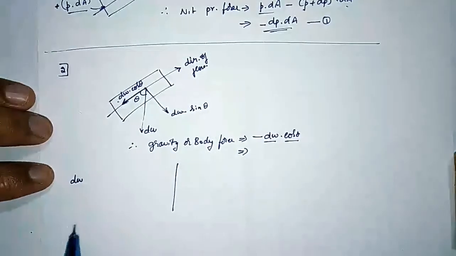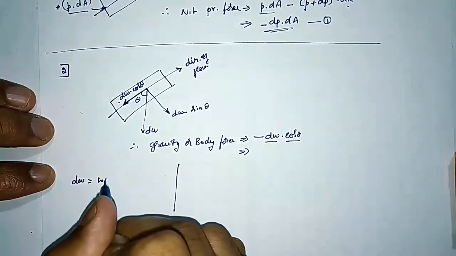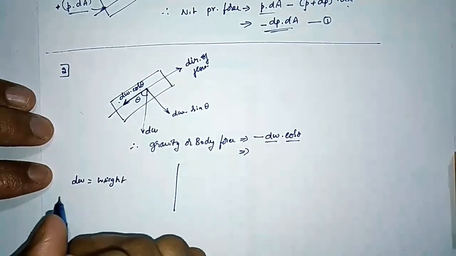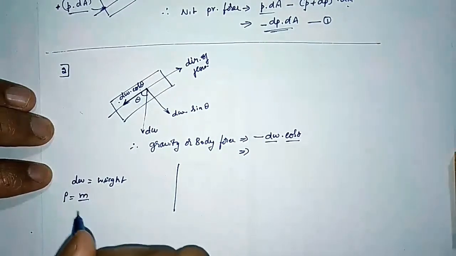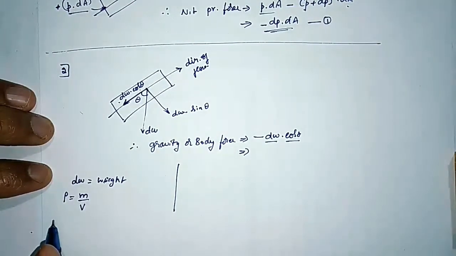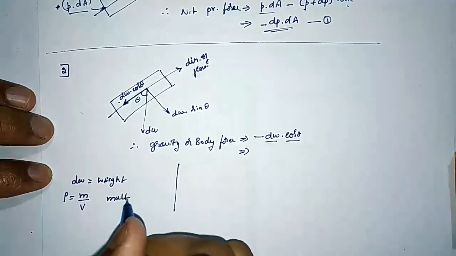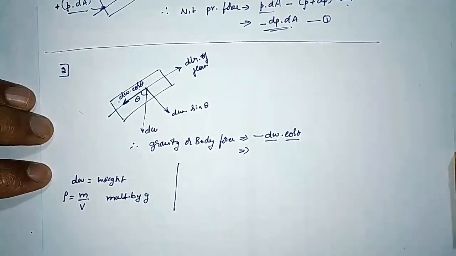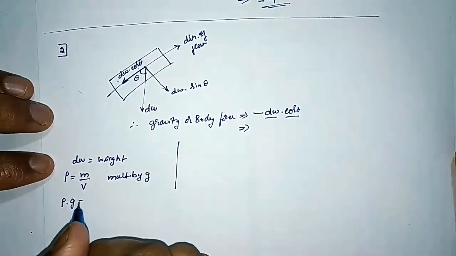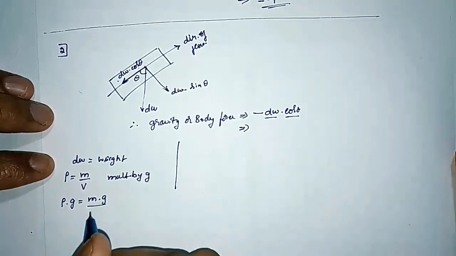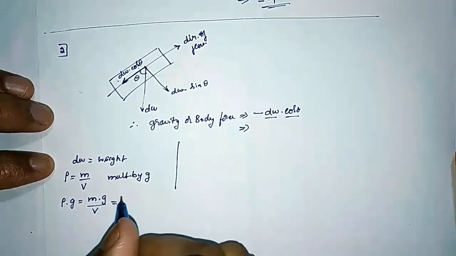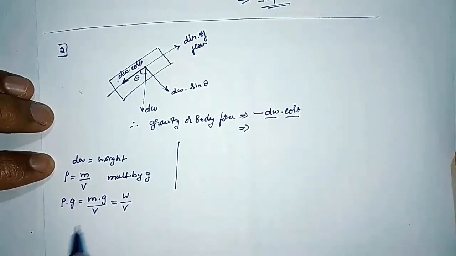So dW is the weight of the fluid element, and we have this equation: density rho is equal to mass by volume. Multiply g to this equation on both sides. So rho into g is equal to m into g divided by V. What is m into g? It is weight. So we get the equation like this: W is equal to rho g V.